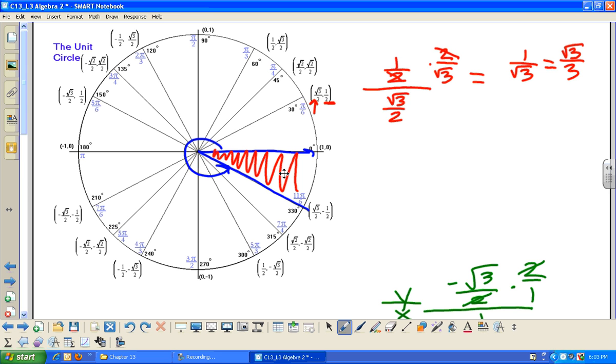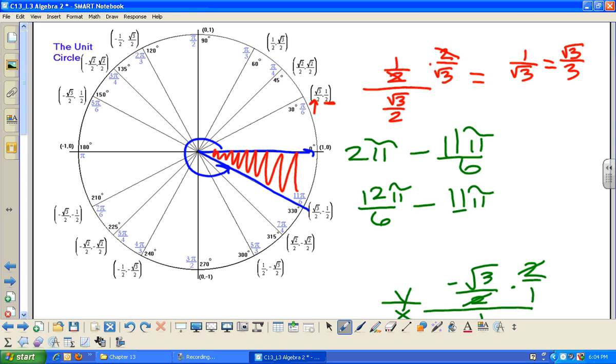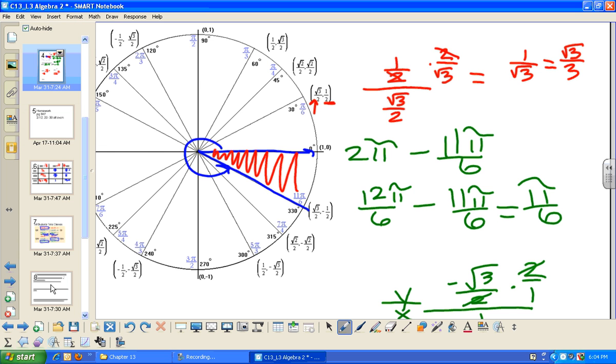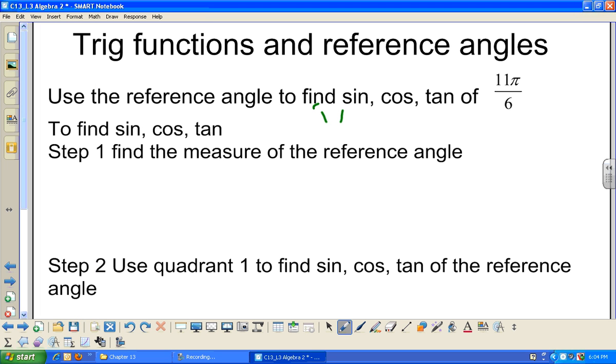Now 1 full circle is 2 pi. So if I'm looking for the reference angle, I want to take my full circle, 2 pi, and subtract 11 pi over 6. This is how I'm going to find my reference angle. You can always have reference angles in either degrees or radians. My common denominator here would be 6, so I'll have 12 pi over 6 minus 11 pi over 6, which is equal to pi over 6. So now that I found my reference angle, it's pi over 6.